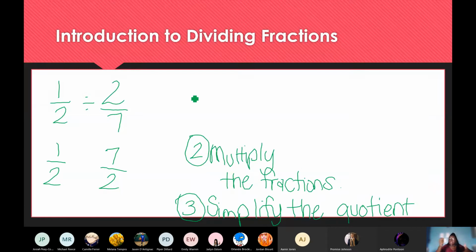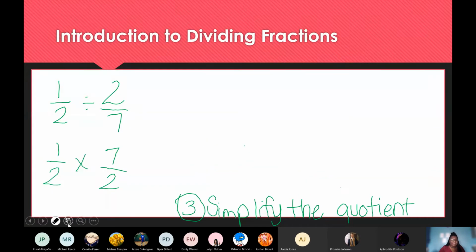So step 1, we needed to flip the second fraction or find its reciprocal. Step 2, we want to now multiply these two fractions. Feel free to go ahead of me if you'd like. So when we're multiplying those two fractions, we want to remember that we are just multiplying straight across. Numerator by numerator, denominator by denominator. Okay?